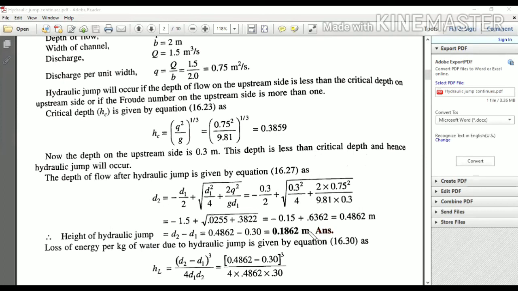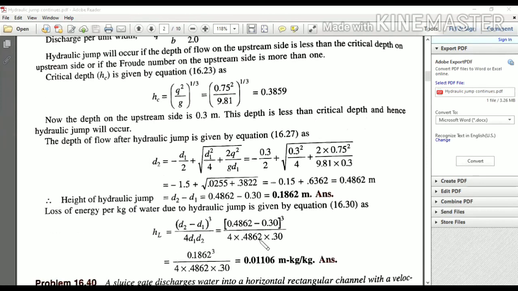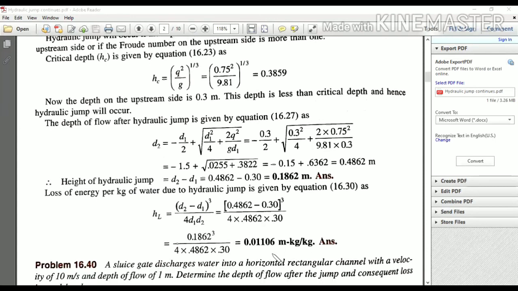Second step is done. Then the third step, loss of energy, that is head loss, that is hydraulic jump loss. The equation we have already derived is d2 minus d1 whole cube by 4 d1 d2. So substituting all the values of d1, d2 and calculating, we will be getting the loss of energy in kgs.